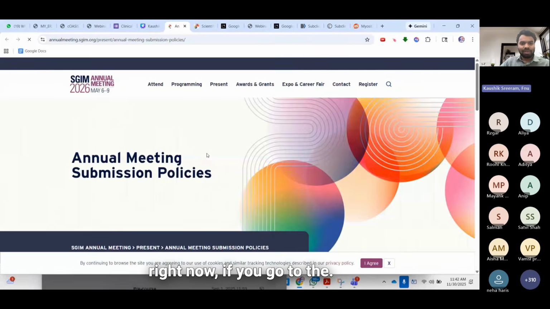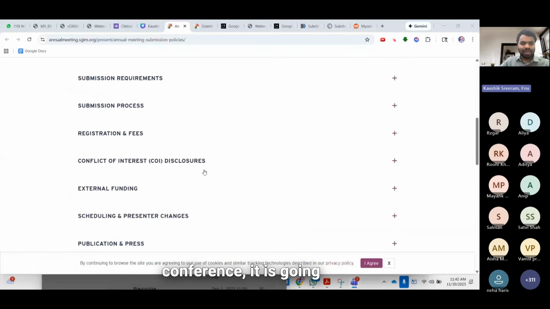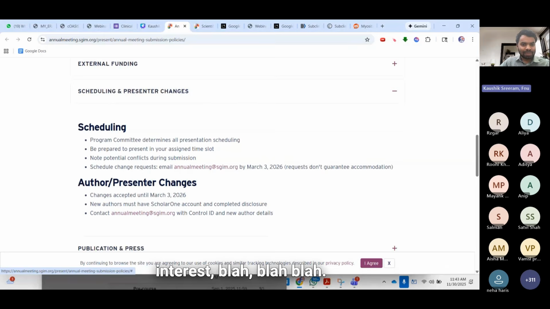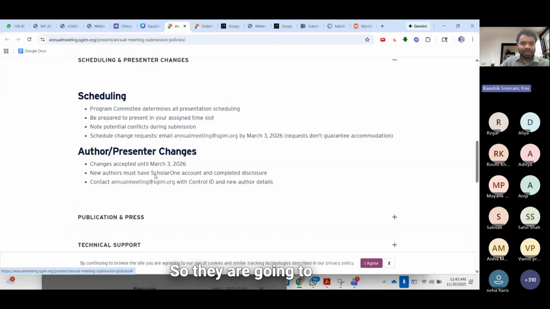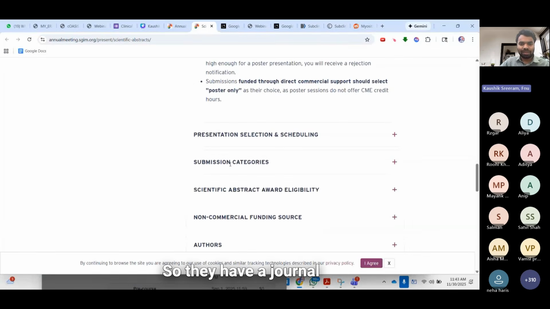Now, if you go to the submission guidelines, when we are going to submit to this particular conference, there are going to be submission requirements, conflict of interest, and so on. So they are going to publish it in their journal. They have a journal and they are going to publish it in their journal.